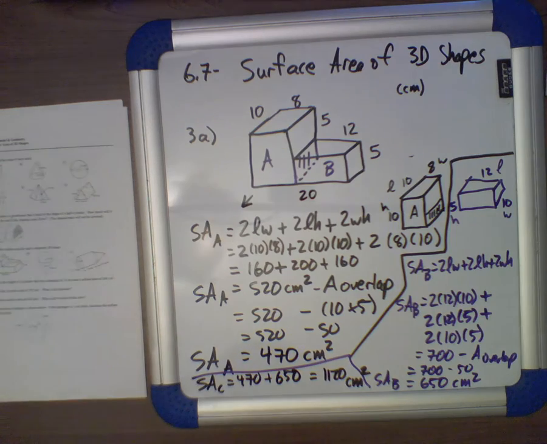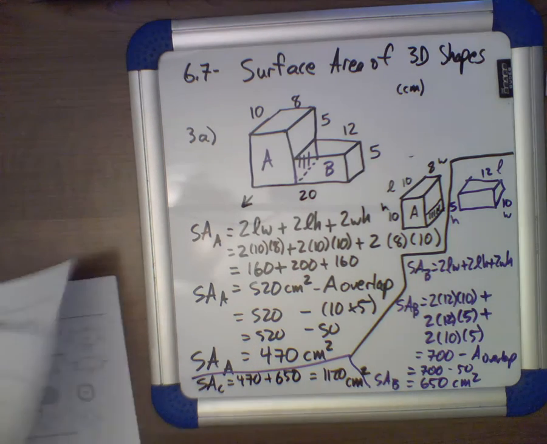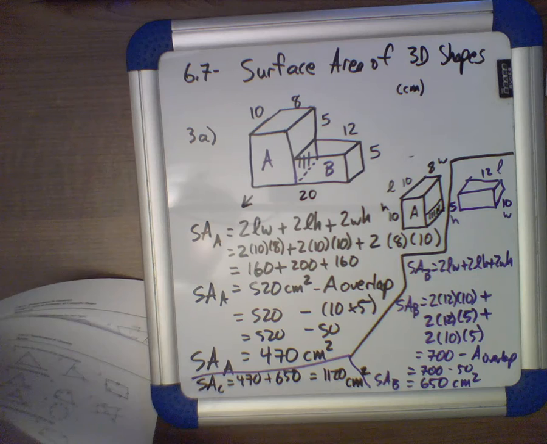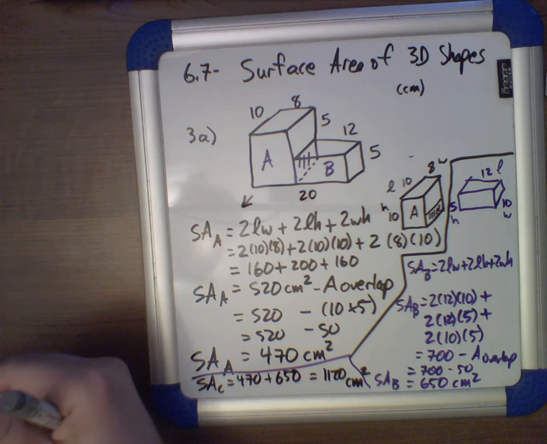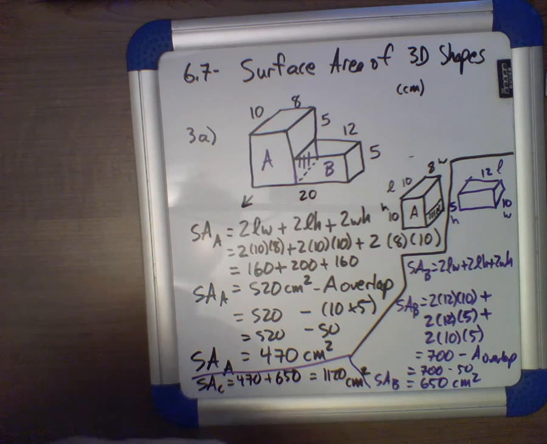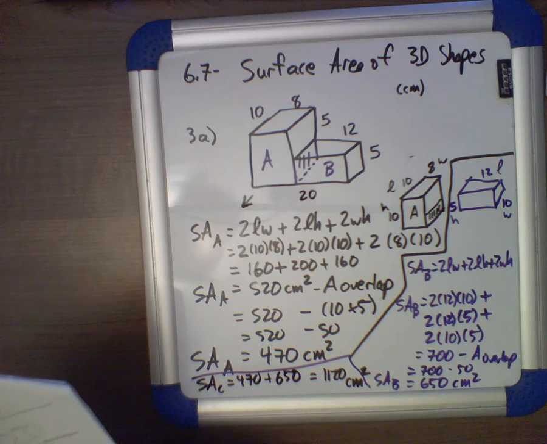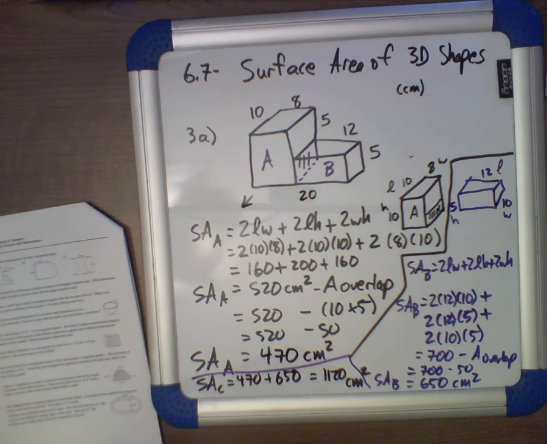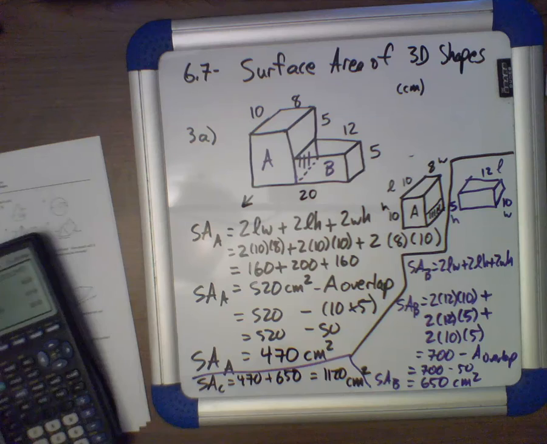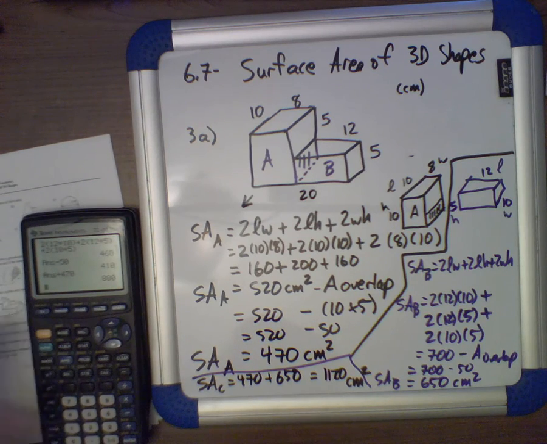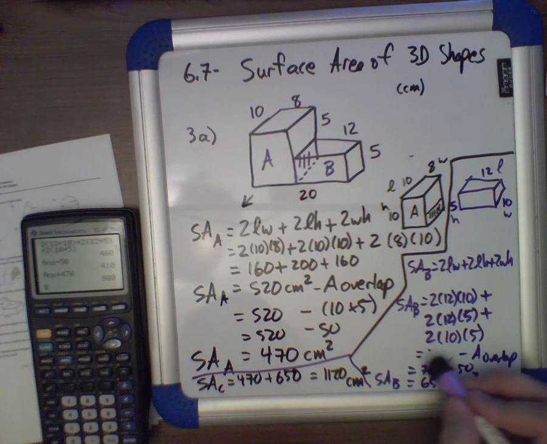Let's double check our answer key. 3A, our answer should be 880 centimeters squared. All right, we're going to have to go back and double check this. All right, I made a small mistake. Let's fix it together. So when I added all these up, I got 700. That was a mistake. It was supposed to be 460.